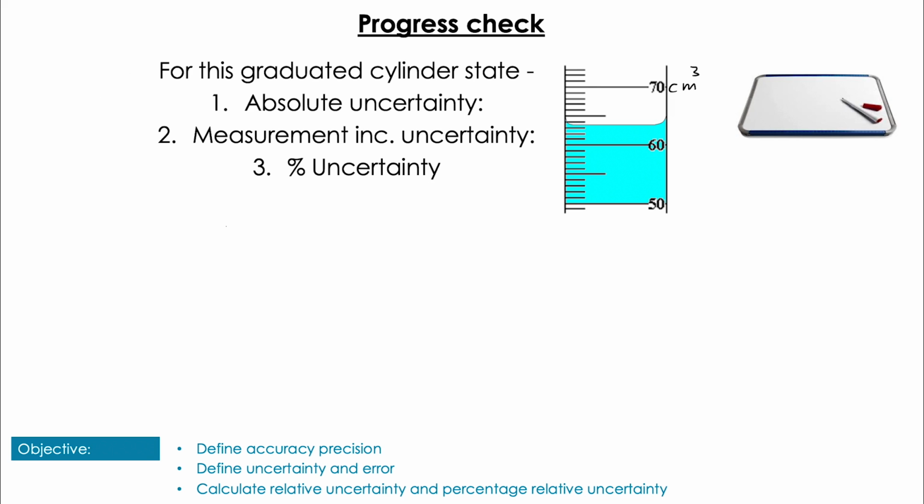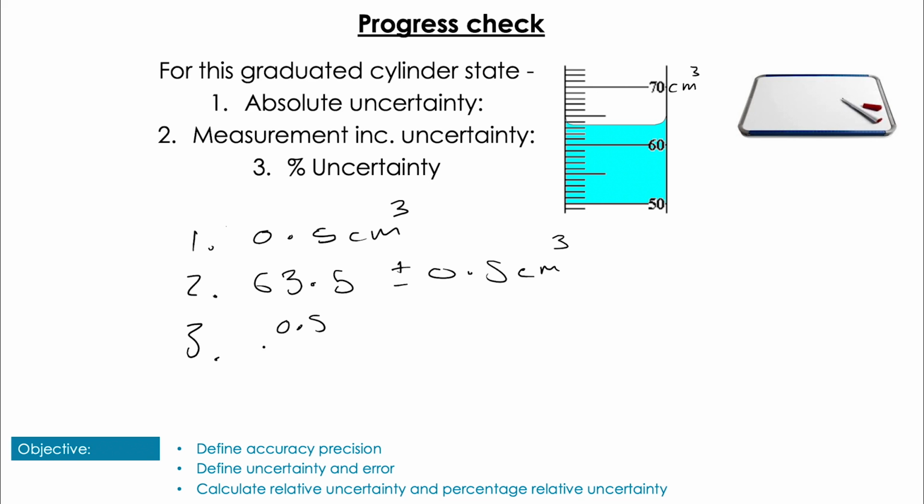Pop 'em up! Now, remembering with an analog piece of equipment, we take half the smallest increment for the absolute uncertainty, quote the measurement in exactly the same way. Here we've got 63.5 plus or minus the absolute, and we calculate the percentage uncertainty in the same way we have before, doing absolute divided by the measurement multiplied by 100, which gives us 0.8% to one significant figure.